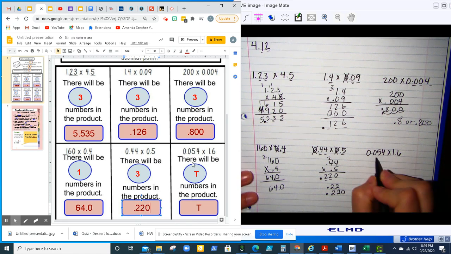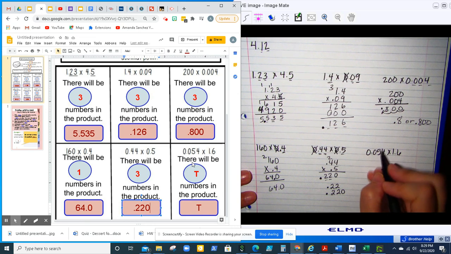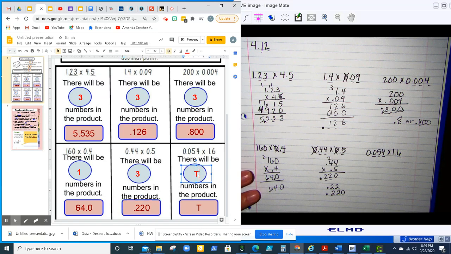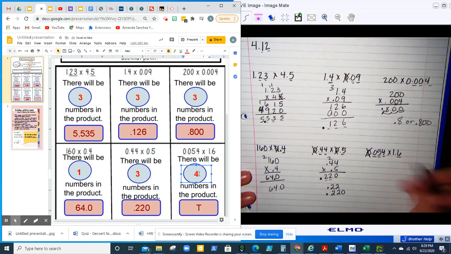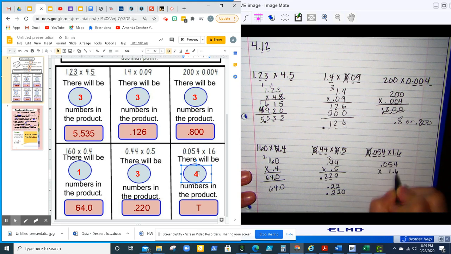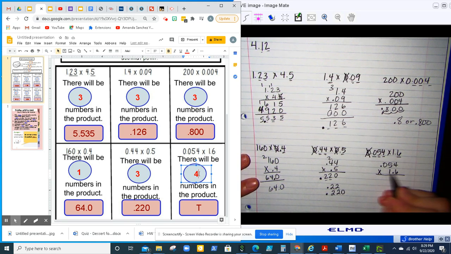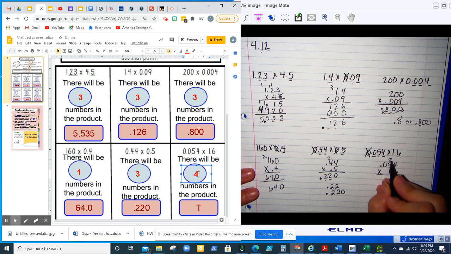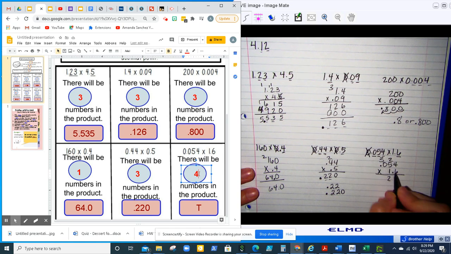Okay, on the very last one, count your numbers that are inside those 2 numbers you're multiplying. 2, 3, 4. So you should have 4 values behind your decimal. So I'm going to get rid of that first 0. 0.054 times 1.6. Remember, this value is actually bigger, but this one has more place values. So 4 times 6 is 24. 6 times 5 is 30, plus 2 is 32. And 6 times 0, 0, plus 3, 3.